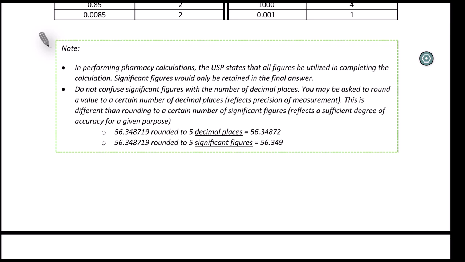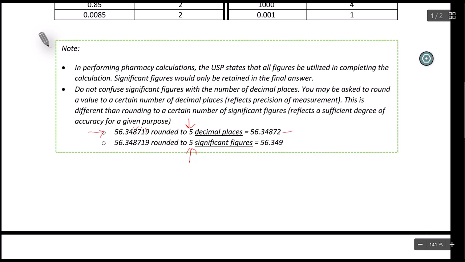Do not be confused between the difference between rounding a number to a certain number of significant figures and rounding a number to a certain number of decimal points. Most test questions, I am going to be asking you to round to a certain number of decimal points. So if you had a calculation and your calculator showed this value, 56.348719, and it said round to 5 decimal places, you would do 1, 2, 3, 4, 5. You would round that last value 1 up to 2 because you have the 9. And this would be your answer.